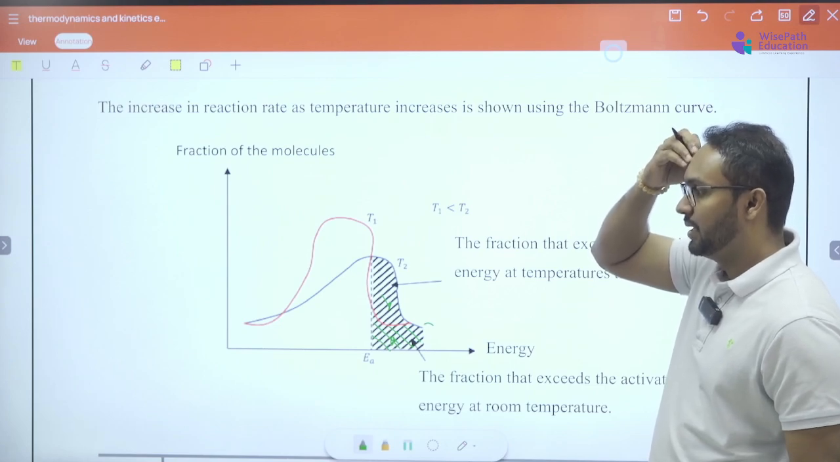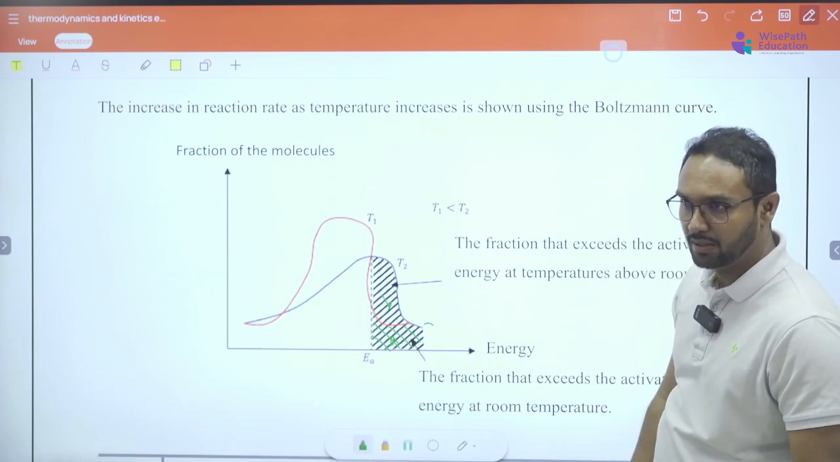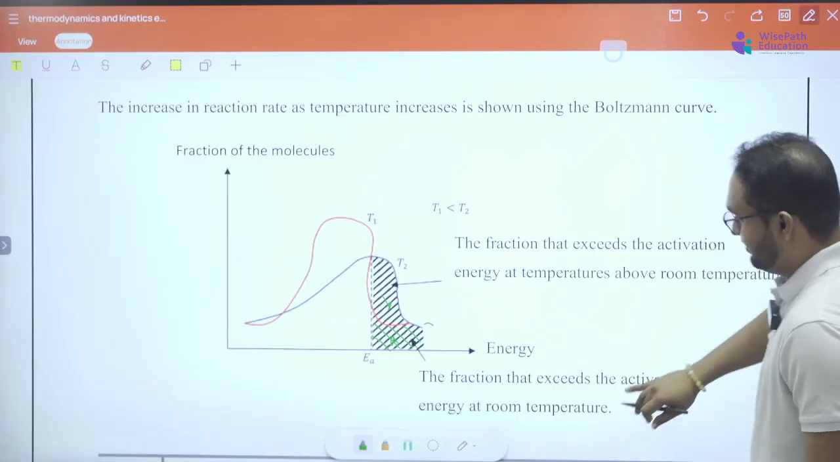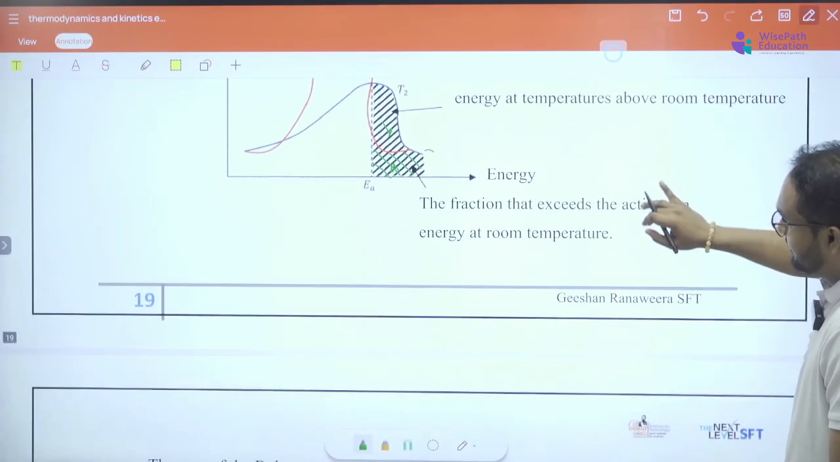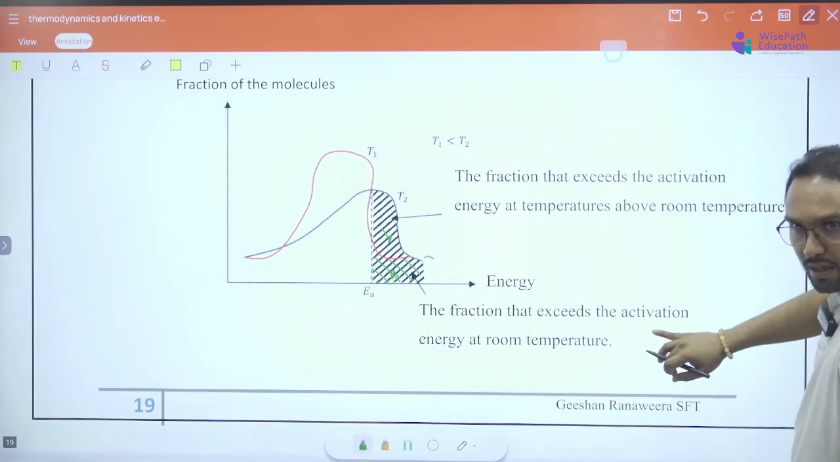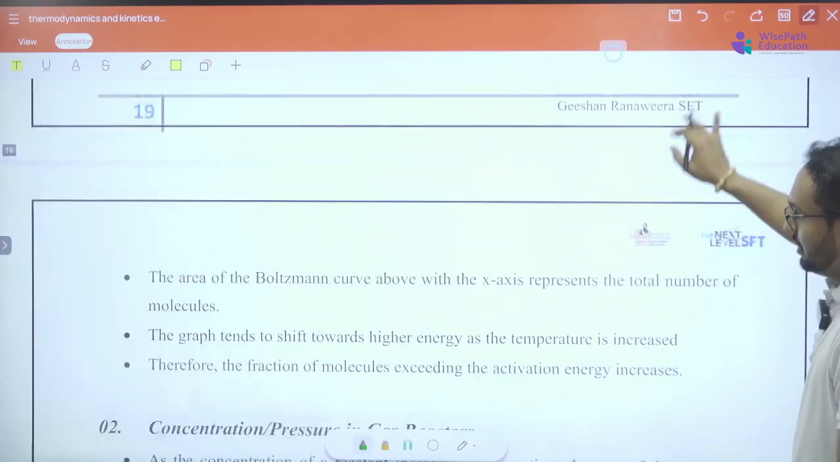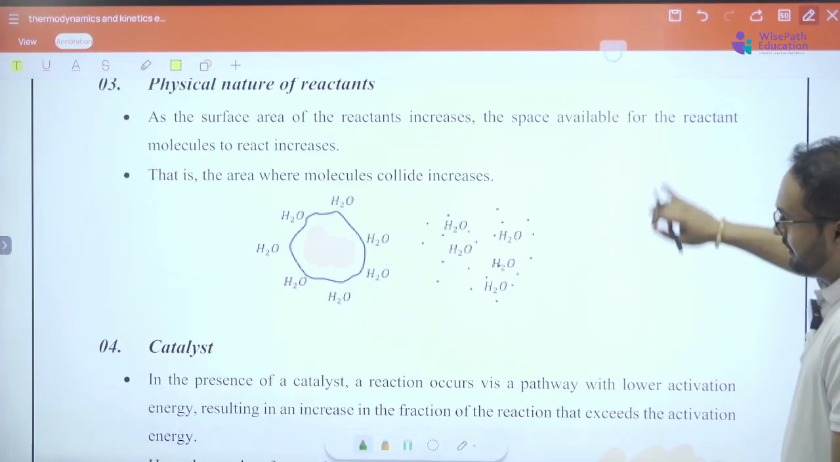Yeah, let's finish around 1.10. Okay. Understood it? Understood the graph? Good. Now come to the next graph.